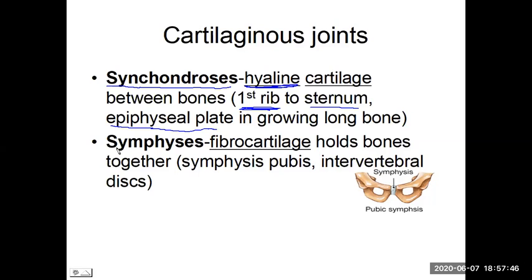Whereas now a symphysis cartilaginous joint, it's due to the fact specifically that it is fibrocartilage. So once again, we're seeing the distinct connective tissue that's bonding the bones together. And of course, the good example, we have the fibrocartilage here of the pelvis, or the fibrocartilage of our intervertebral discs.